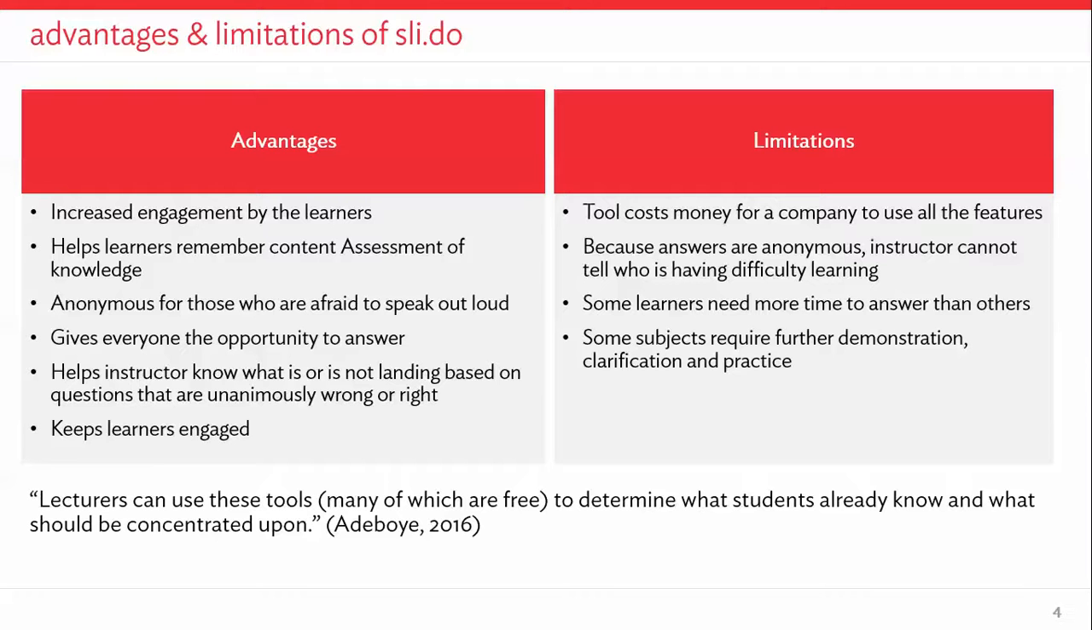There are some limitations, though, to the use of Sli.do. Sli.do costs money for a company to use all the features, and unless a company is willing to invest money into this tool, it doesn't function as it should. Also, because the answers are anonymous, the instructor cannot tell who's having difficulty learning. And this could pose an issue at the end of the session, knowing who really did get the work and who did not. Also, some learners need more time to answer than others. Some learners need a couple minutes, some need more.